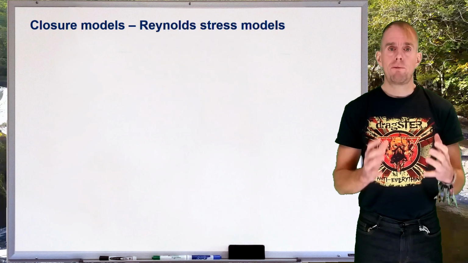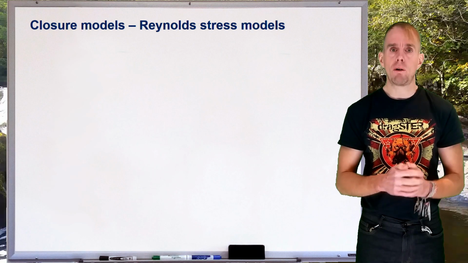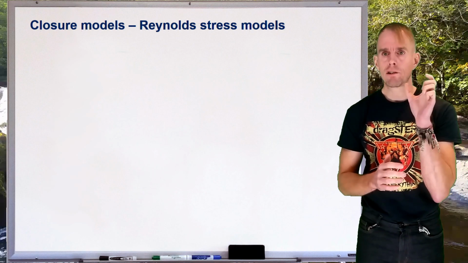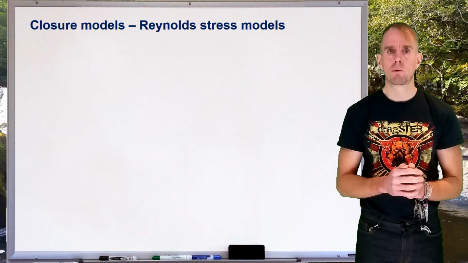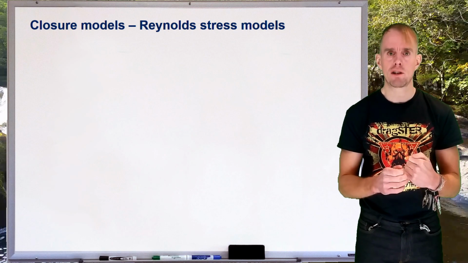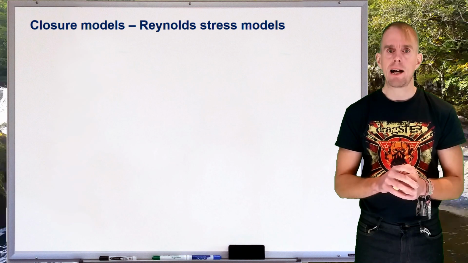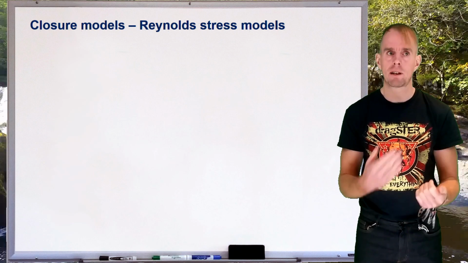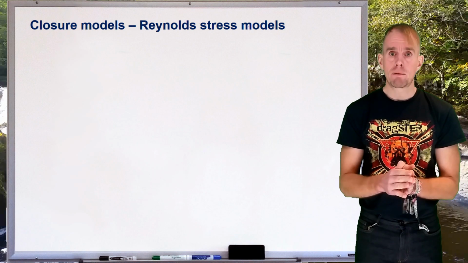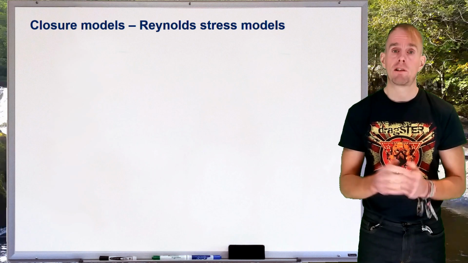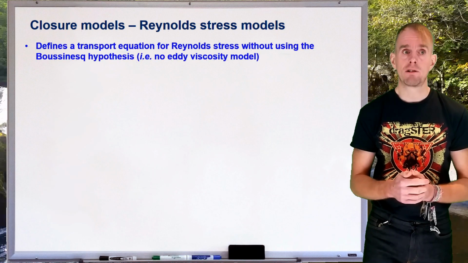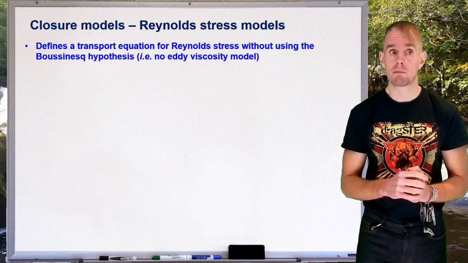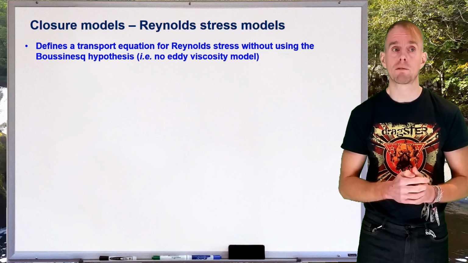Now, we've introduced the Boussinesq hypothesis, and the whole idea of the Boussinesq hypothesis was to say, you've got Reynolds stress, let's approximate Reynolds stress to some quantities such as kinetic energy, dissipation rate and turbulent kinetic energy, and then write transport equations for those quantities. And we did so using k-epsilon and k-omega. The other approach is to not use the Boussinesq hypothesis. The other approach is to say, let's just directly define a transport equation for Reynolds stress. Let's forget about eddy viscosity models.